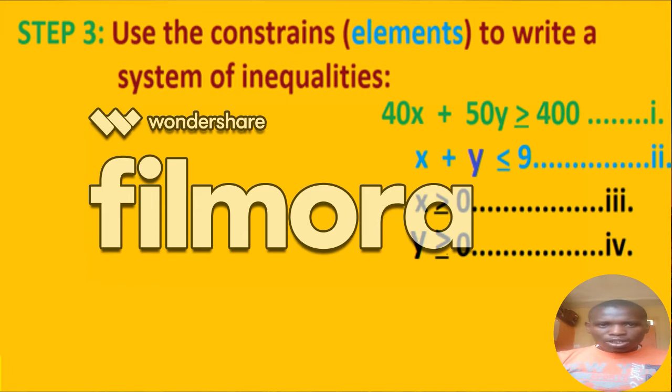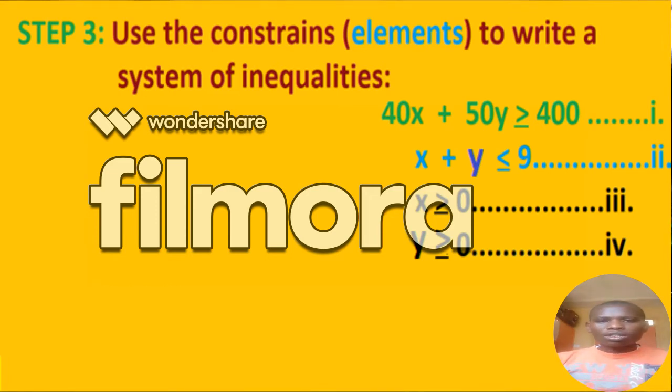The second inequality we are going to write regards the number of buses to attend the trip. Remember, we are told there are only 9 drivers. So the maximum number of drivers available is 9. Therefore, our inequality is going to be x plus y is less than or equal to 9. Remember, x represents the number of small buses while y represents the number of big buses.